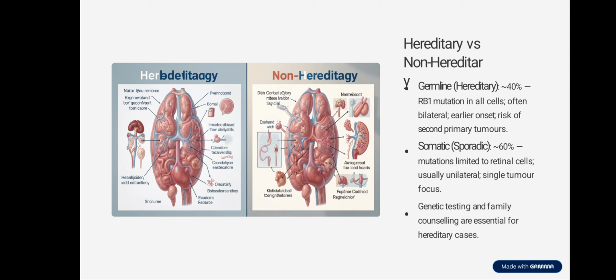The difference between germline and somatic is that in germline, we can see the RB1 mutation in all cells, whereas in somatic, that is sporadic, the mutations are limited only to the retinal cells. In germline there is always bilateral involvement, whereas in somatic it is only unilateral. Hence, genetic testing and family counseling are essential for all hereditary cases.